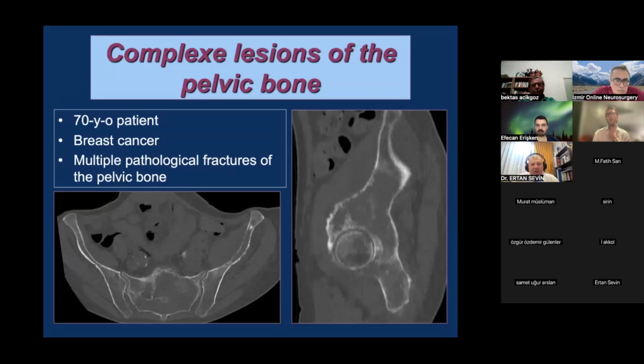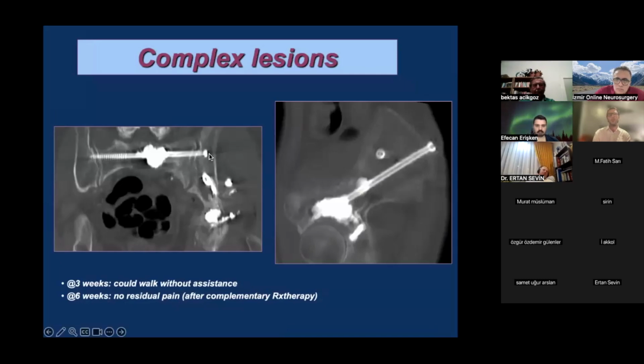Another example of a complex lesion of the pelvic bone: a 70-year-old patient with breast cancer, with multiple pathological fractures of the pelvic bone. You can see here the lesion involving the vertebral body of S1 and the left ala of the sacrum. Also, the iliac bone is involved by another metastasis, and here you can see the transsacroiliac screw fixation with an additional cement injection, and here another screw fixation through the iliac bone to consolidate this fracture.